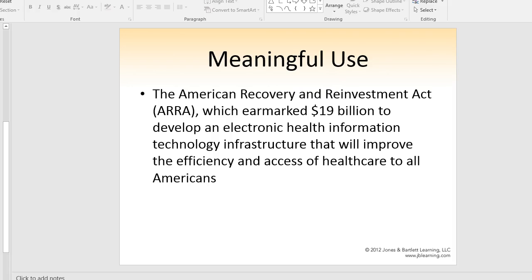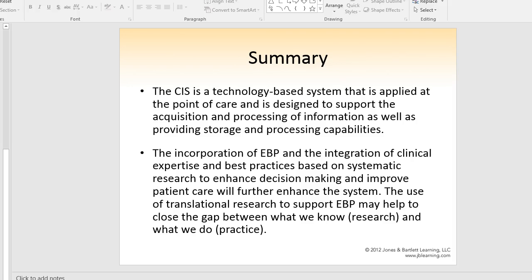Meaningful use. The American Recovery and Reinvestment Act earmarked $19 billion to develop an electronic health information technology infrastructure that's going to improve efficiency. So we've talked about meaningful use. Summary: the CIS is a technology-based system that's applied at the point of care and is designed to support the acquisition and processing of information, as well as providing storage and processing capabilities. Incorporating evidence-based practice, and integrating clinical expertise and best practices based on systematic research to enhance decision-making and improve patient care, is going to enhance the system.